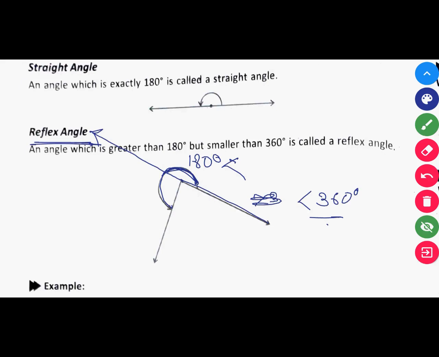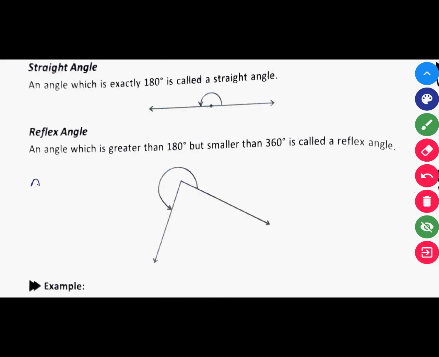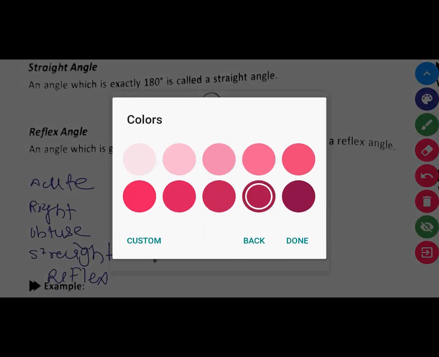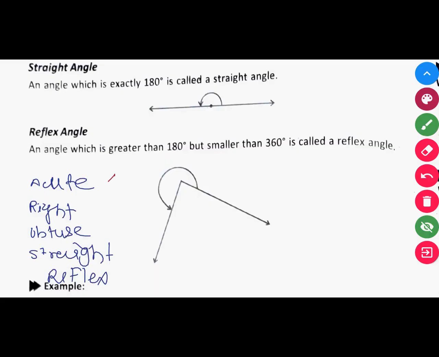So it is known as reflex angle. Okay, so there are five types: acute angle, right angle, obtuse angle, straight angle and reflex angle. So acute angle is always less than 90 degree.